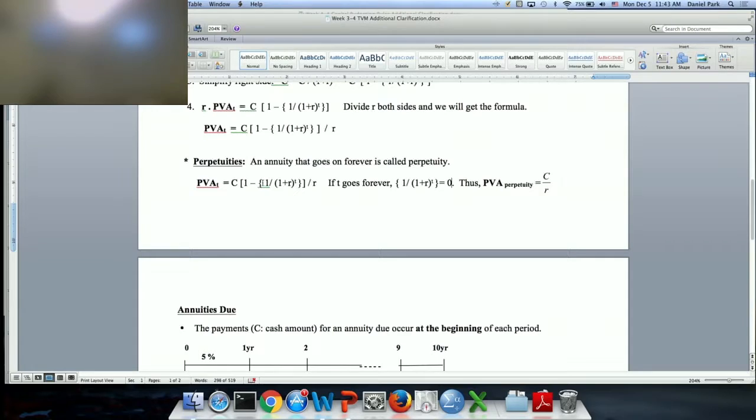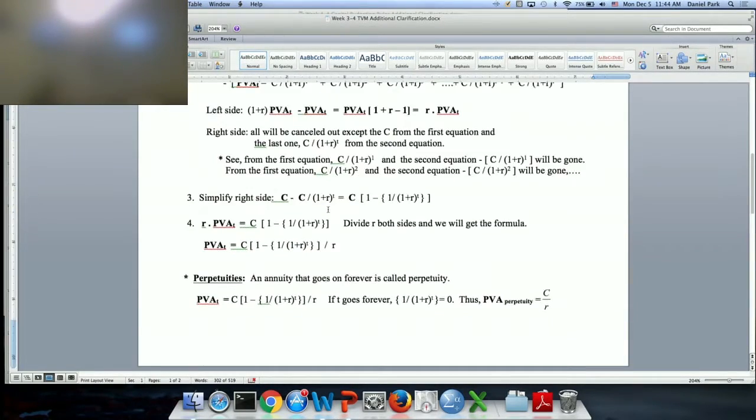Another way, this second term in the formula, this guy will be 0. So look at here, if this second term goes away, all these guys will be gone. Then above, what's left? It's C. C times 1 is C. C over R. Okay, that's why perpetuity PVA ended up as a very simple formula, C over R, because this second term will be 0.